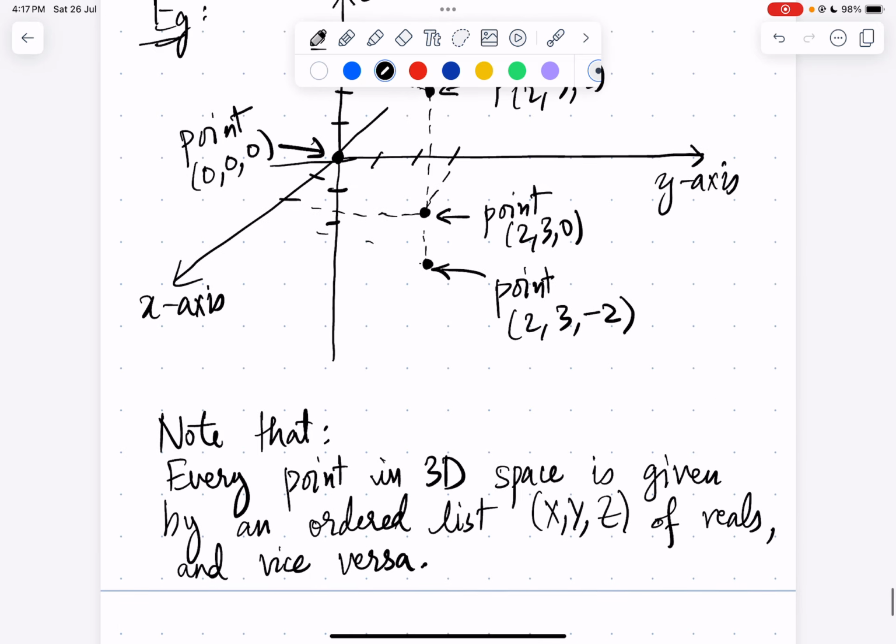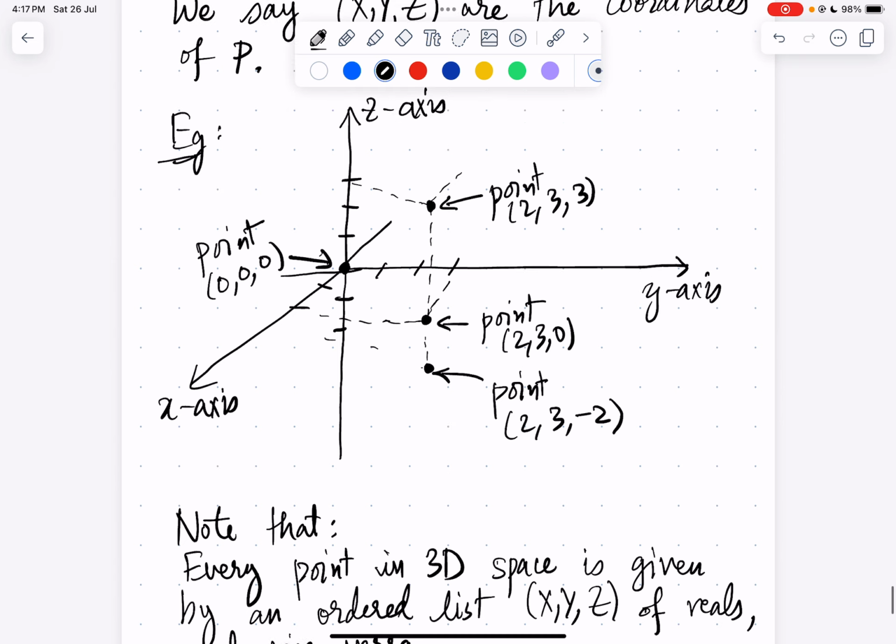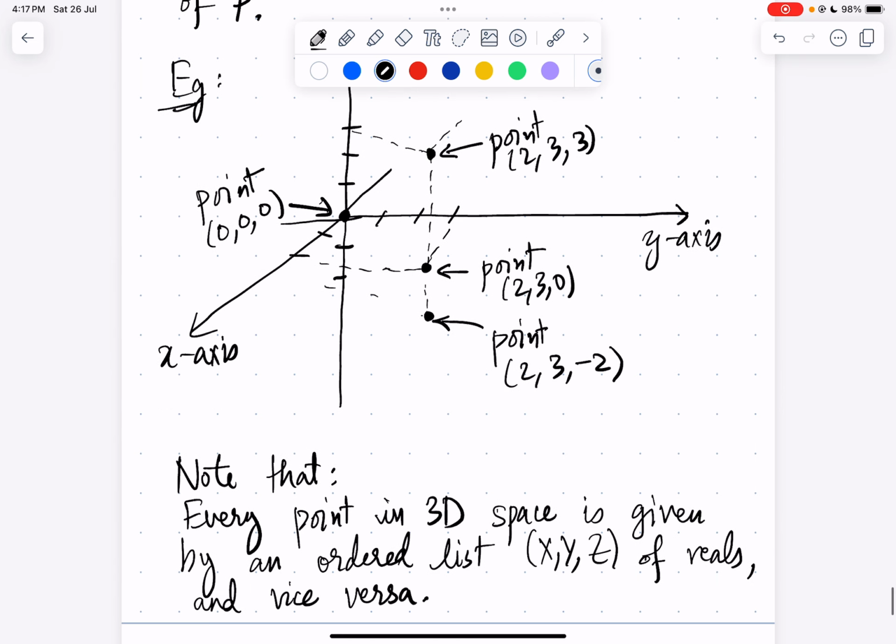Okay, so that's how we specify points, coordinates of points in the ordinary 3-dimensional space which we live in.